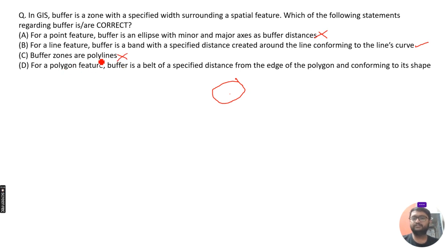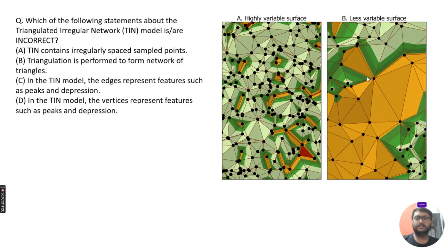Then the next one: for a polygon feature, the buffer is a belt of a specified distance from the edge of the polygon, conforming to its shape. Yes, that's correct. So the answers are B and D. Now the next question is: which of the following statements about the TIN data is or are incorrect?